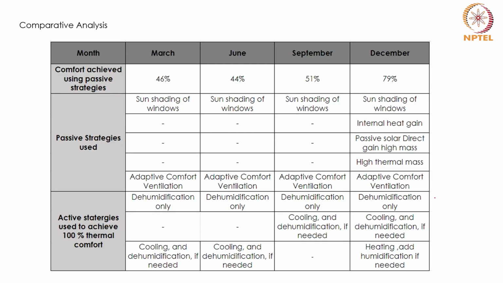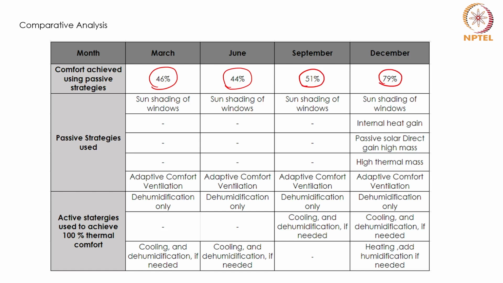So, if we look at the comparative analysis of how passive strategies work for March, June, September, December, then we can see that 46% of the hours of March can become comfortable using passive strategies, whereas 44% of the hours of June can become comfortable with passive strategies. In September, 51% can become comfortable, and December 79% becomes comfortable.